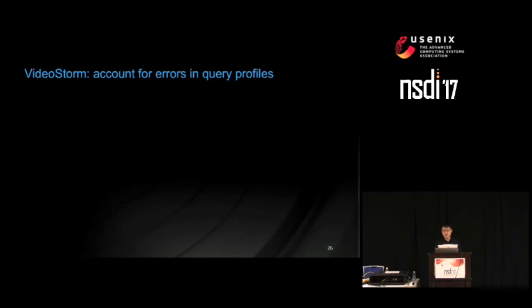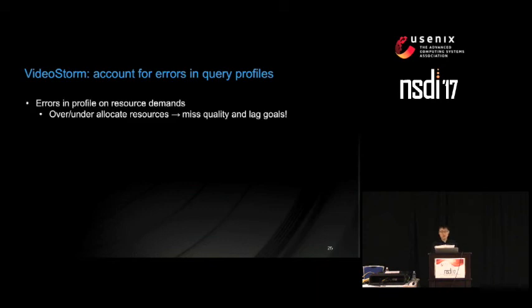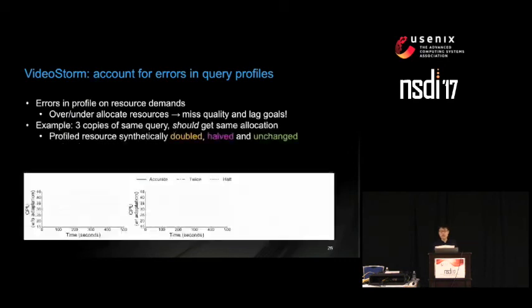Finally, we will show a key feature of VideoStorm: it's robust to query processing errors. As mentioned before, using incorrect profiles can negatively impact the scheduling performance. As an example, here we pick a query and run 3 copies of it. They have exactly the same demand, and only with 1/3 of the total resource allocated to each query could they meet their quality and lag goal.